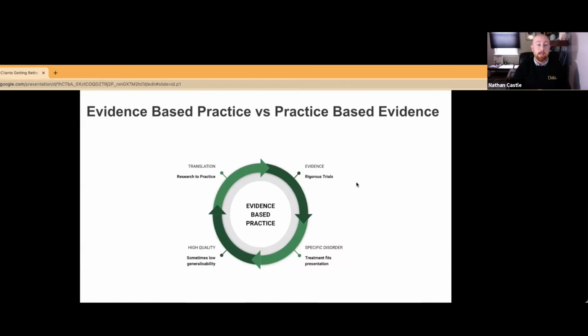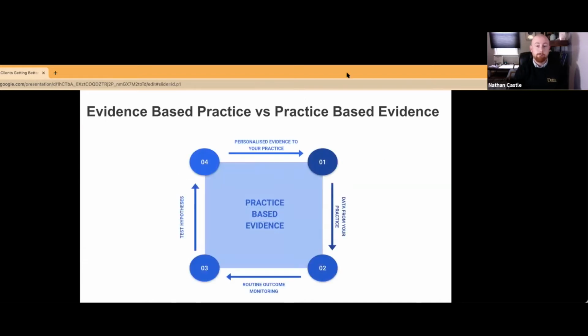The evidence-based practice is necessary, but it's not always sufficient for an evidence-based mental health provider. Published literature provides high quality data, but sometimes, depending on who your client cohorts are, it might not be as relevant. So this is in stark contrast to practice-based evidence. And you can see here that it has four very different pillars.